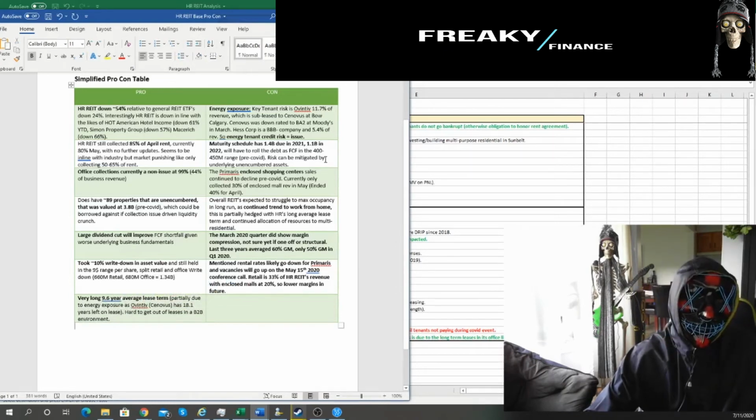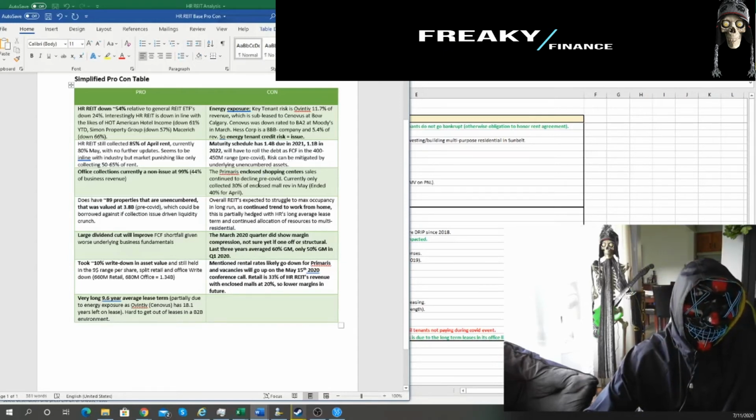The cons: energy exposure, so the key tenant risk is Ovintiv, that's here in Canada. And they subleased that to Cenovus, and Cenovus was downrated in March, and so was Hess Corp. Well, Hess Corp's BBB negative. So key tenant risk is an issue in the energy space. The maturity schedule is the second con here, $1.4 billion due in 2021, another $1.1 billion due in 2022. It should have the ability to roll the debt like it just did, and it can also take the underlying assets and leverage them up if it needs to.